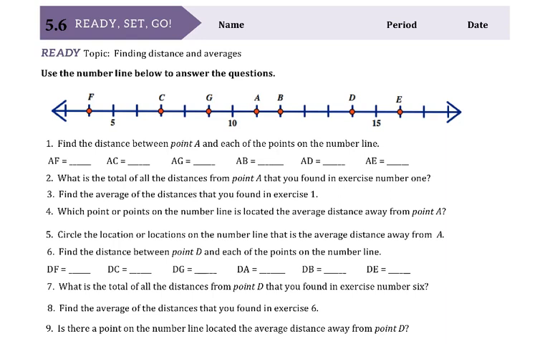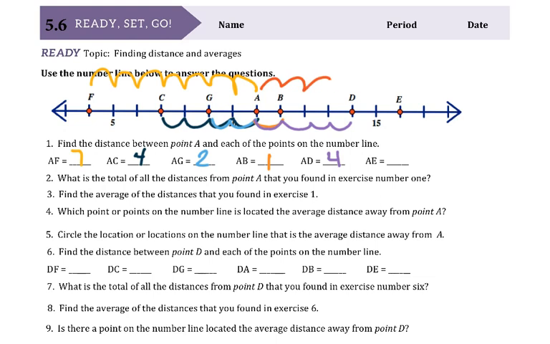So, A to F. From here to here, we'd go 1, 2, 3, 4, 5, 6, 7. Okay, for AC, 1, 2, 3, 4. For A to G, 1, 2. A to B, 1. A to D, 1, 2, 3, 4. And A to E, 1, 2, 3, 4, 5, 6.